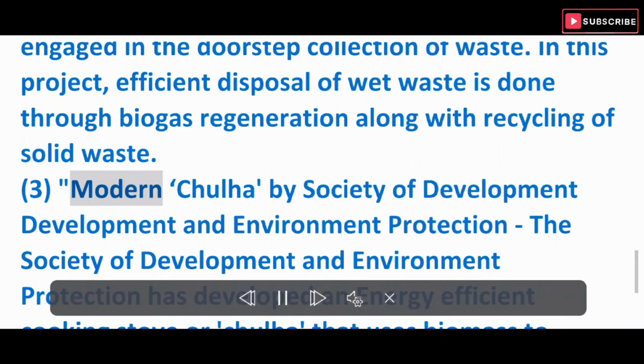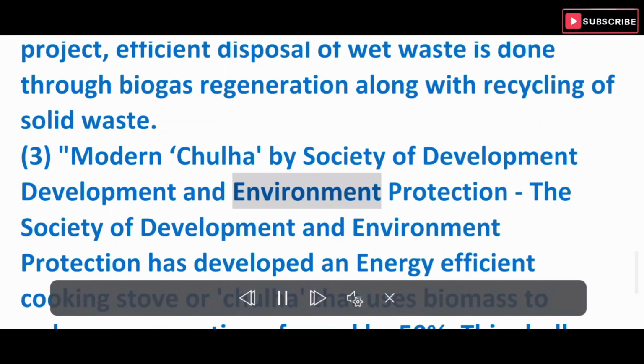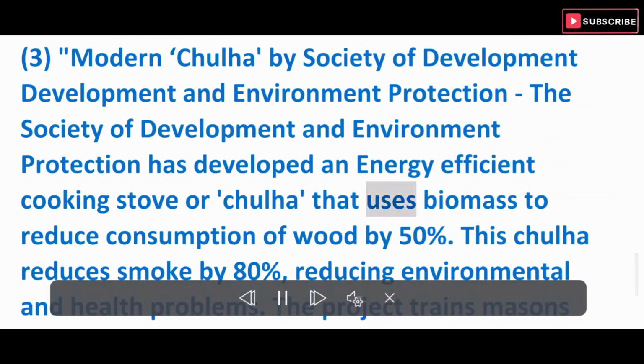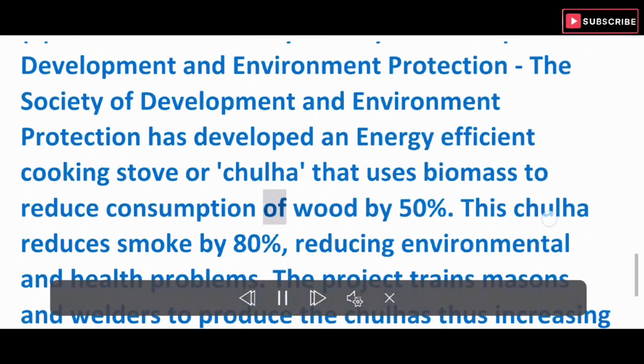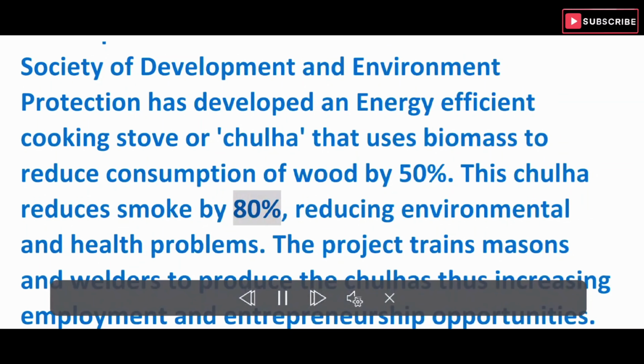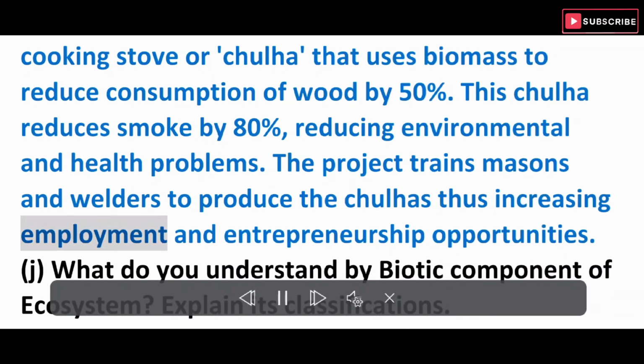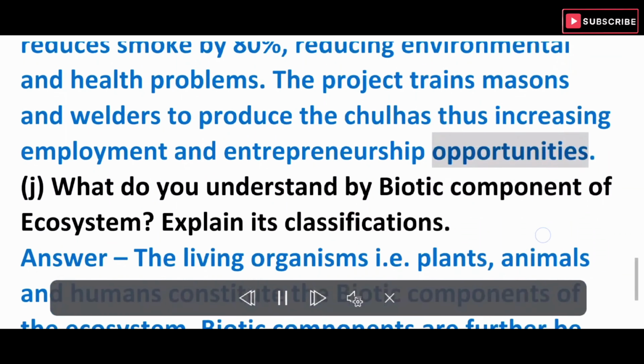3. Modern Chala, by Society of Development and Environment Protection. The Society of Development and Environment Protection has developed an energy-efficient cooking stove or chala that uses biomass to reduce consumption of wood by 50%. This chala reduces smoke by 80%, reducing environmental and health problems. The project trains masons and welders to produce the chalas, thus increasing employment and entrepreneurship opportunities.